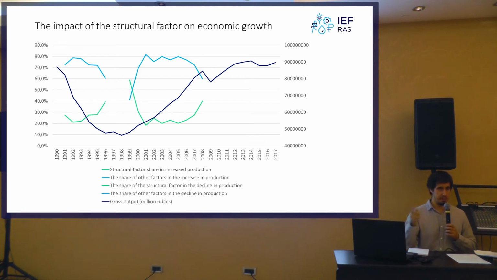And finally, on this graph, you can see our estimates of the structural factor contribution to economic growth on the whole period under review, together with the gross output dynamic. And we can see that the influence of the structural factor becomes stronger before and after radical economic changes, with the trend of economic dynamic change here before and after, and here too.